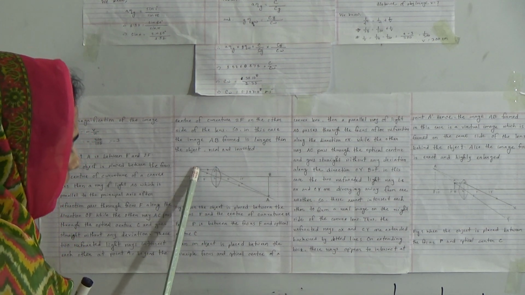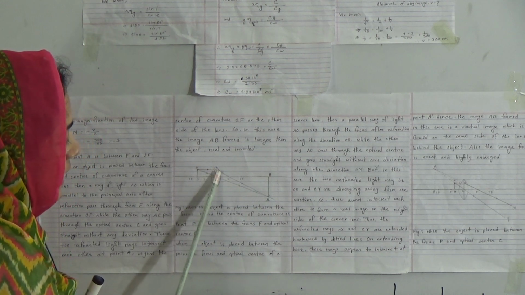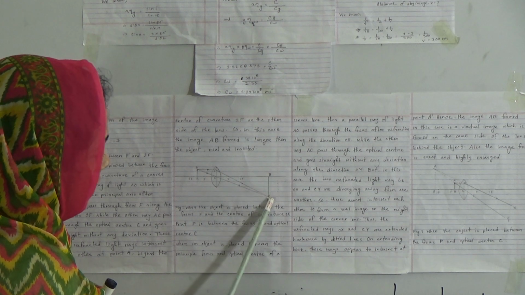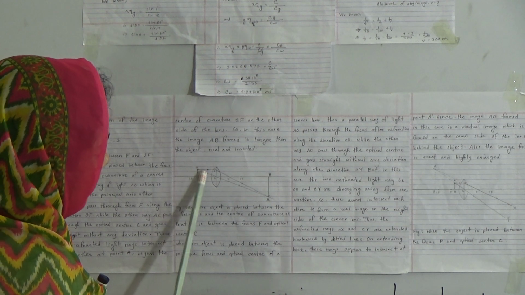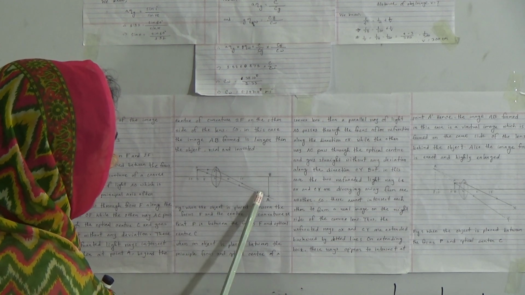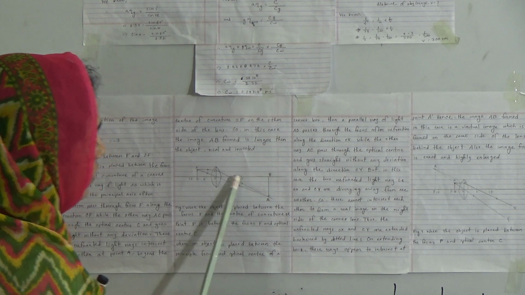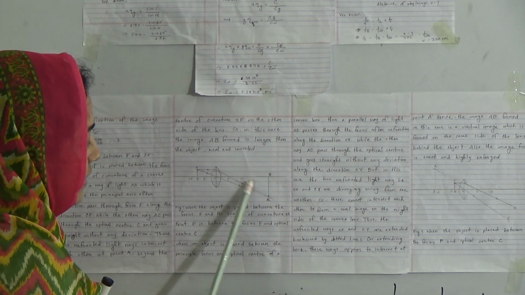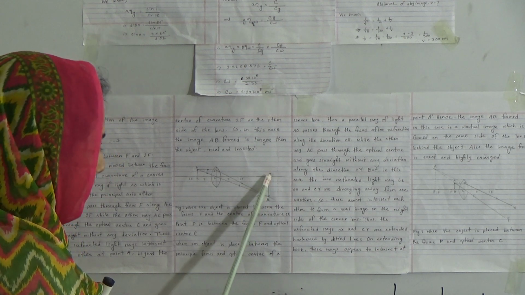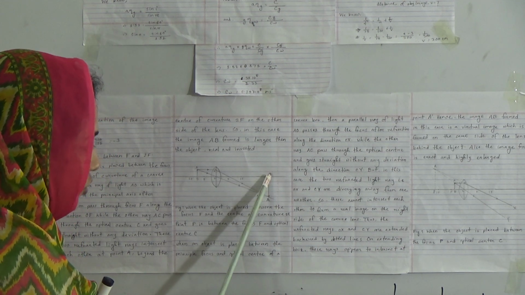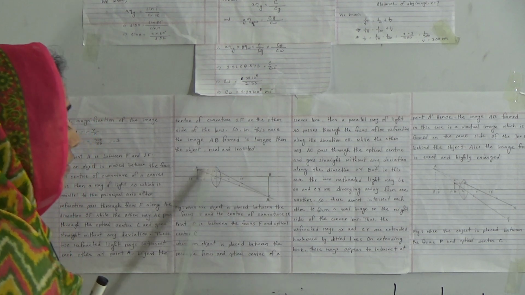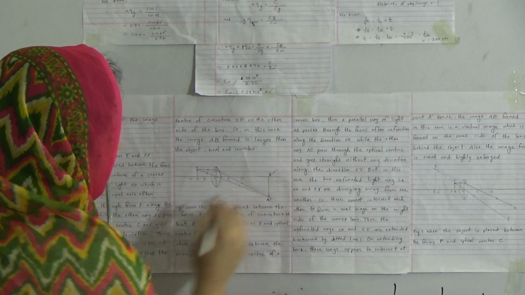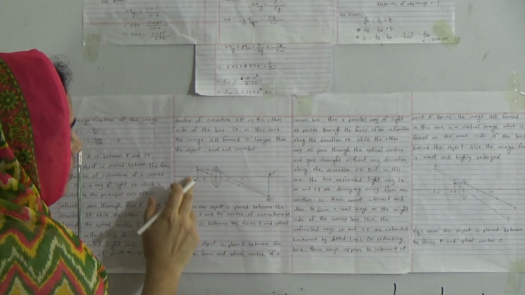First, a ray coming from point A will be parallel to the principal axis, and after refraction it will go through the focus point. Then another light ray coming from point A will go through the center of the curvature, and after refraction these two refracted rays will intersect at a point. Now we draw a perpendicular from the principal axis, and this will be the image, A dash B dash. So A dash B dash will be the image of object AB.